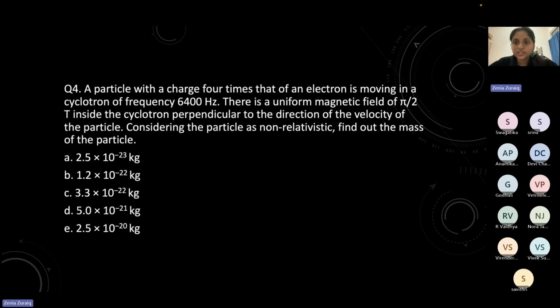So this is the next question, and here you can apply what I just said. A particle with charge 4 times that of an electron is moving in a cyclotron, which has this frequency. There is a magnetic field of pi by 2 Tesla and perpendicular, because of course we need it to be perpendicular for the Lorentz force. Considering the particle as non-relativistic, so we don't have to think about synchrotron, just cyclotron, find out the mass of the particle. So this is a direct question.